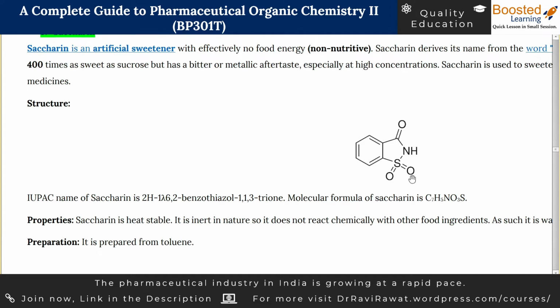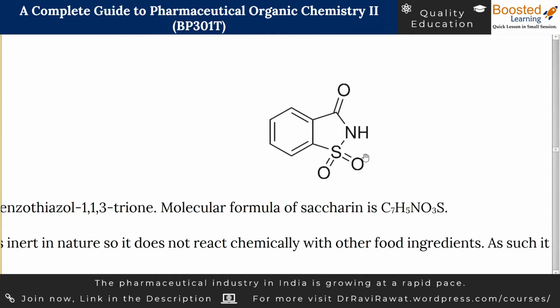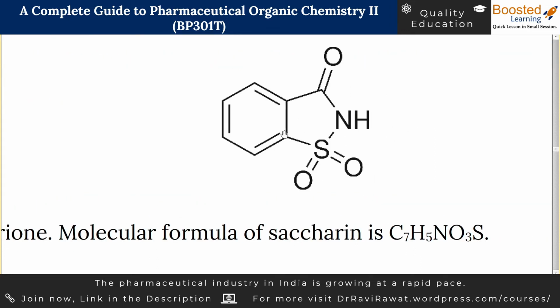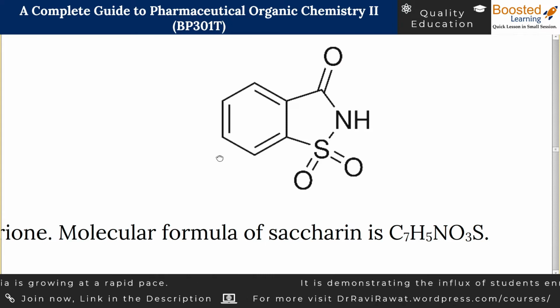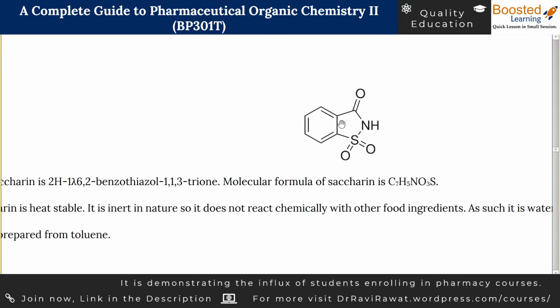Now let us move on to the structure. If you see the structure of saccharin, it is benzene fused with a 5-membered ring. The 5-membered ring contains sulfur on the first position, nitrogen on the second position, and on the third position it has a carbonyl. So if you pay attention to the IUPAC name, this molecule is a benzothiazole derivative.